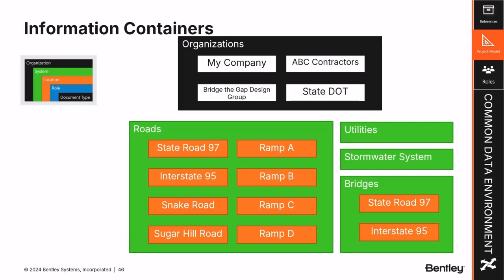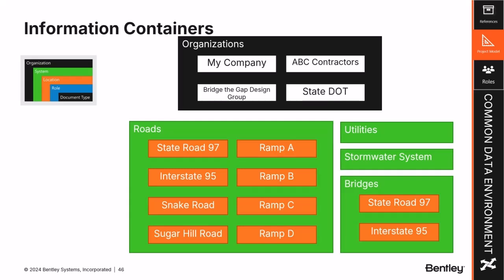And within those, we identified the different locations in each system. So for the roads, we had the State Road 97 and Interstate 95, but we also had a couple of other cross streets. We had Snake Road, Sugar Hill Road, and then we had 4 ramps as well. So it's really critical at the very beginning or close to the beginning of the project to figure out exactly which locations and how this is going to break down for each different type of system. So that we have an understanding of how to tag the different files, and then each file knows exactly what container it's part of.